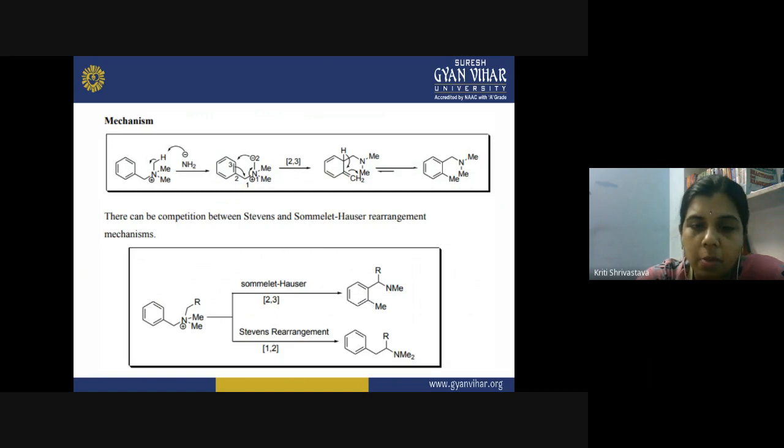So there can be a competition between the Stevens and Sommelet-Hauser rearrangement mechanisms also, and that depends entirely on the type of substituent present on your substrate.